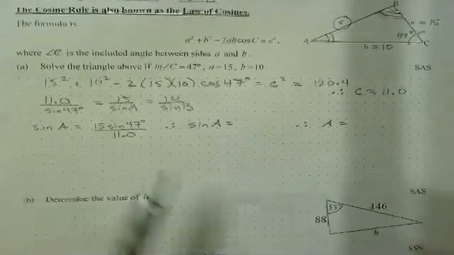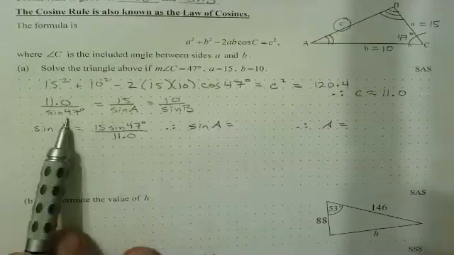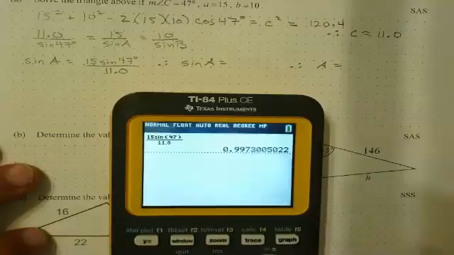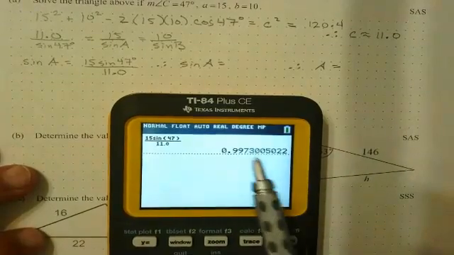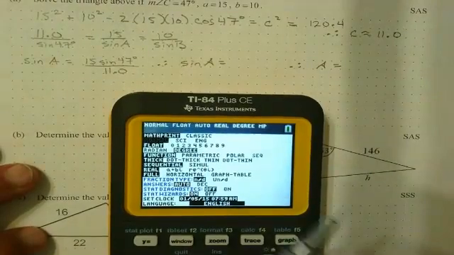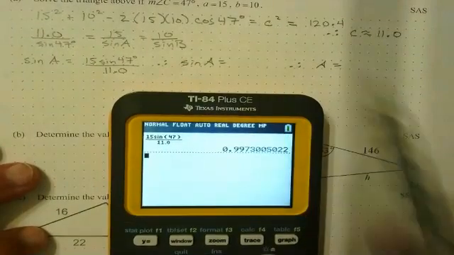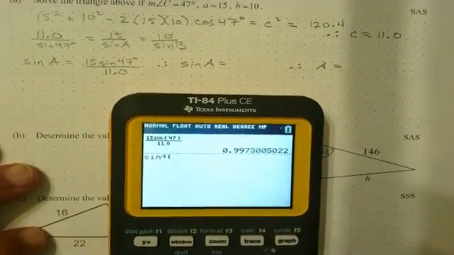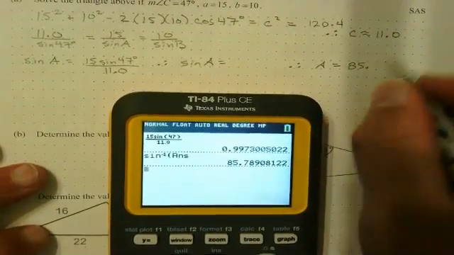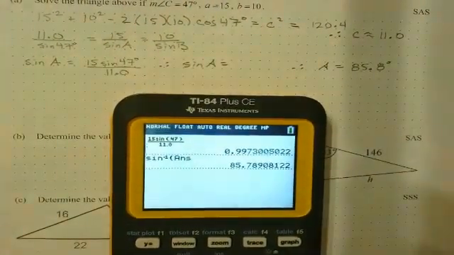So we set up our equation from this law of sines that the sine of A is going to be 15 sine 47 divided by 11.0. All right, we'll put that into our calculator. And we get what the sine of A is equal to, 0.997. And once again, make sure that you're in degree mode when you're doing this work. All right, so we have the 0.997. So that's the sine of A, but we actually want A, so I'm going to take the inverse sine of that answer. And angle A is 85.8 degrees, approximately, if I'm going to one decimal place.